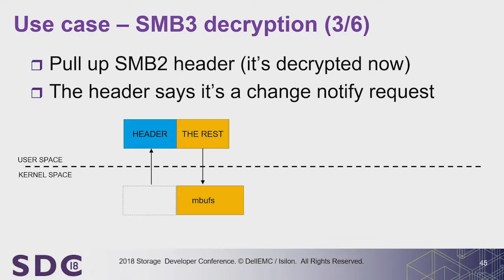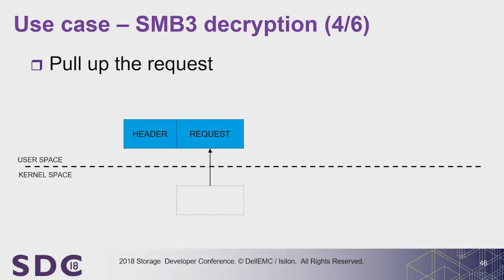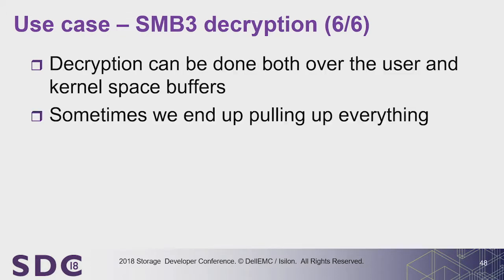So we just pull up the header. We get the header in the user space. The header says it's a change notify request. OK, if it's a change notify request, there's going to be no user data, realistically, in that request, so we can just pull up the rest of it. This is going to be the change notify request, and we are done. We have initially received something that resided mostly in the kernel space. But as we went through the processing of the entire packet, it turns out that we did not need to keep it in the kernel, because everything about this request is going to be processed in the user space. So execute free, and we're done.